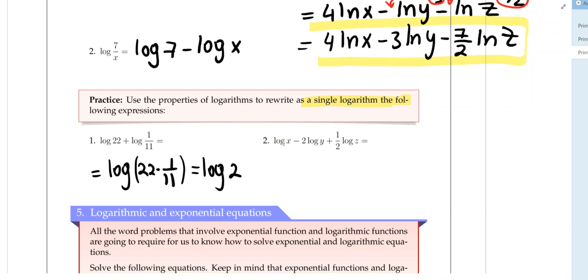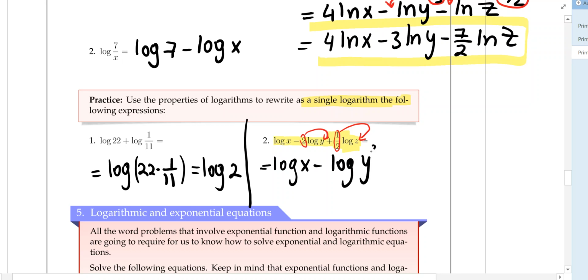And now for this one, notice I have a log of x minus 2 log of y plus 1/2 log of z. So the first thing, we're going to take care of this and bring it back as an exponent, and then take care of this and bring it back as an exponent. We're doing everything in reverse. So it's going to be log of x minus log of y squared now, and then plus log of z to the 1/2, which is square root of z.